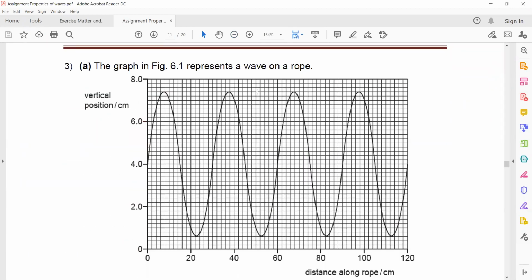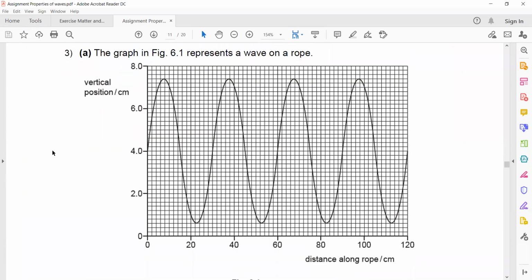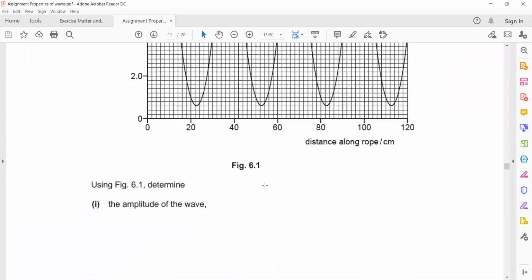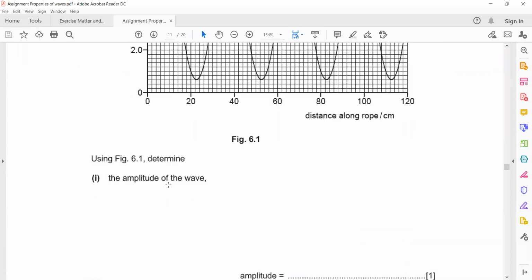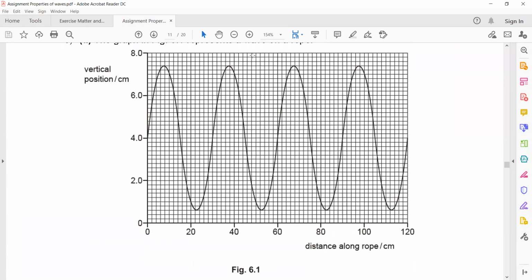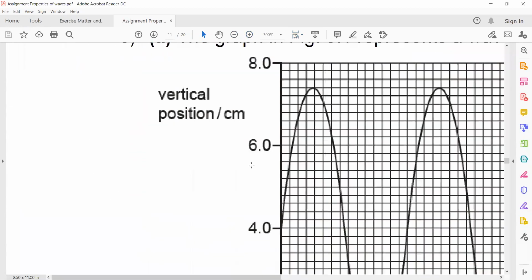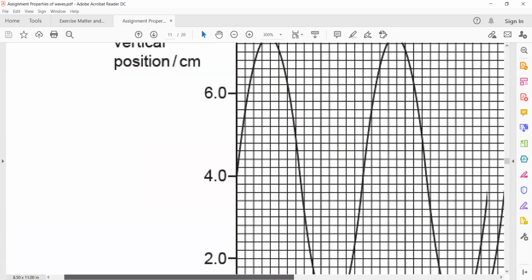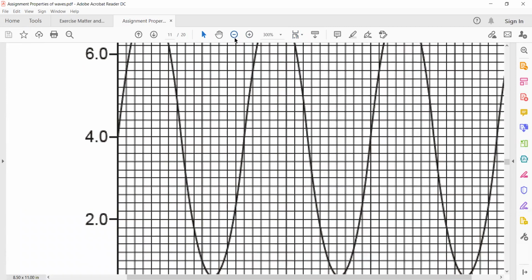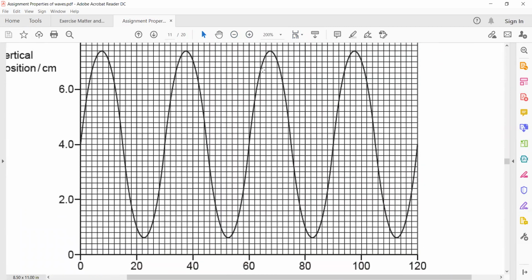The graph in figure 6.1 represents a wave on a rope. So there's a wave on a rope, vertical position against distance along the rope. Use the figure to determine the amplitude. Can you find the amplitude of this wave from the figure? What is the amplitude?